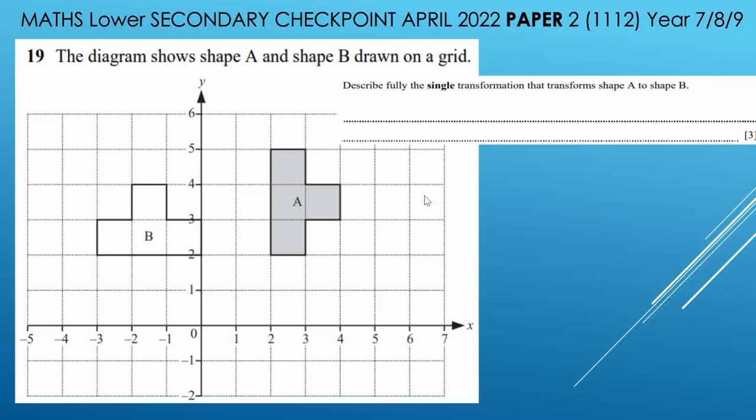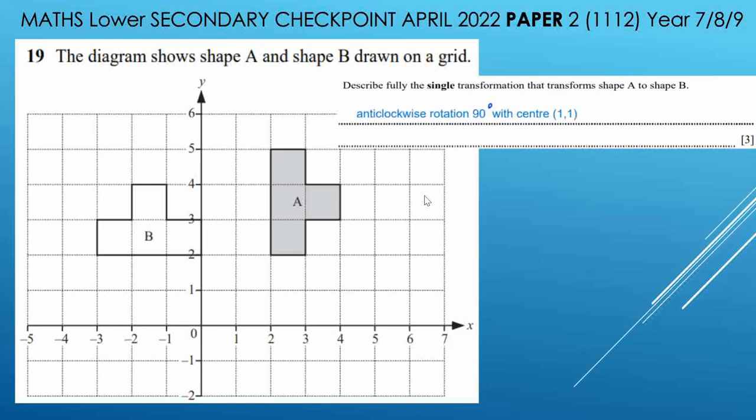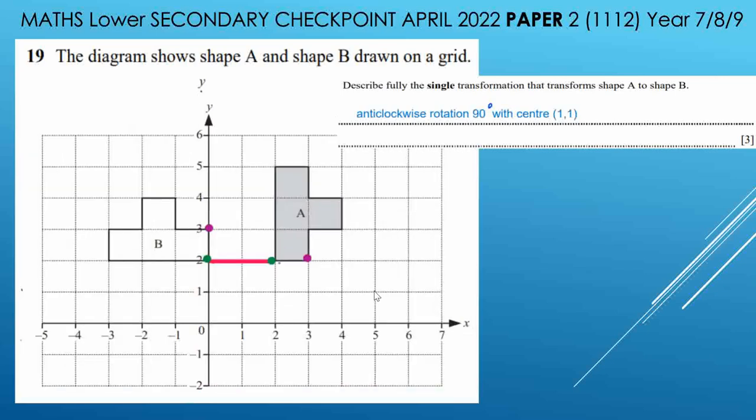So let's see the answer. It is an anti-clockwise rotation of 90 degrees with center (1, 1). How does it happen? Let's see. For this, we mark the two corresponding points. I mean, this point corresponding to this one before rotation, and this one we mark with purple. This point corresponds to this one from A to B after rotation. So originally it is the same point. This is before, then this is after rotation to B.